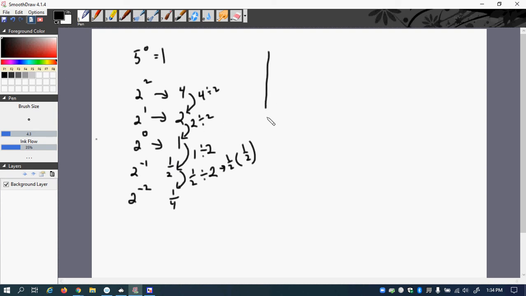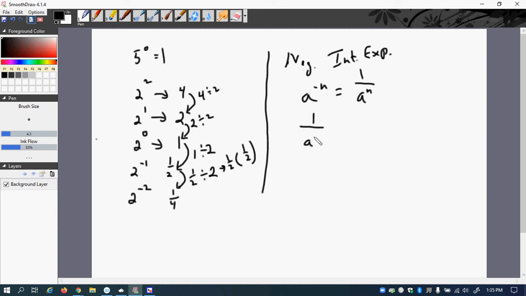So the rule for negative integer exponents is: a to the negative n is the same thing as 1 over a to the n. And we could say 1 over a to the n is the same thing as a to the negative n. So they go backwards and forwards in this.